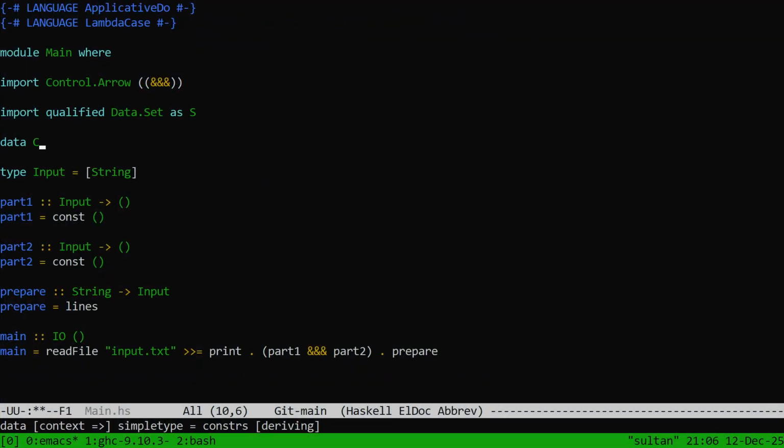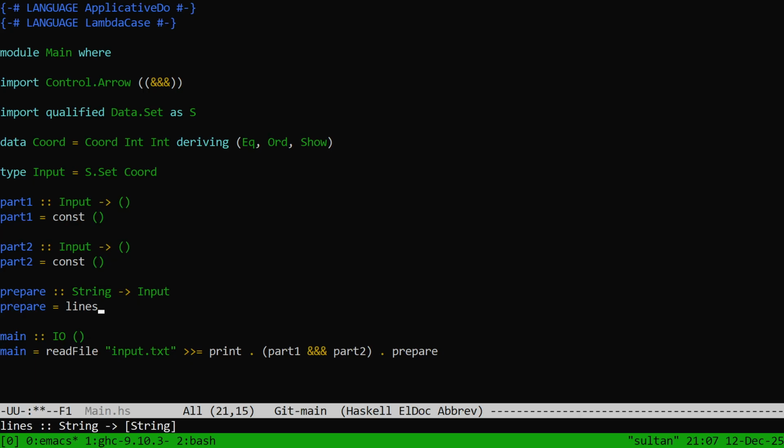Okay, so data Coord is just a Coord of Int and Int, as I so often do. And it definitely needs Eq and Ord if you want it to be in a set. And we may as well give it Show, so we can print those maps. And I think the input is very simple. It's just a Set of Coord.